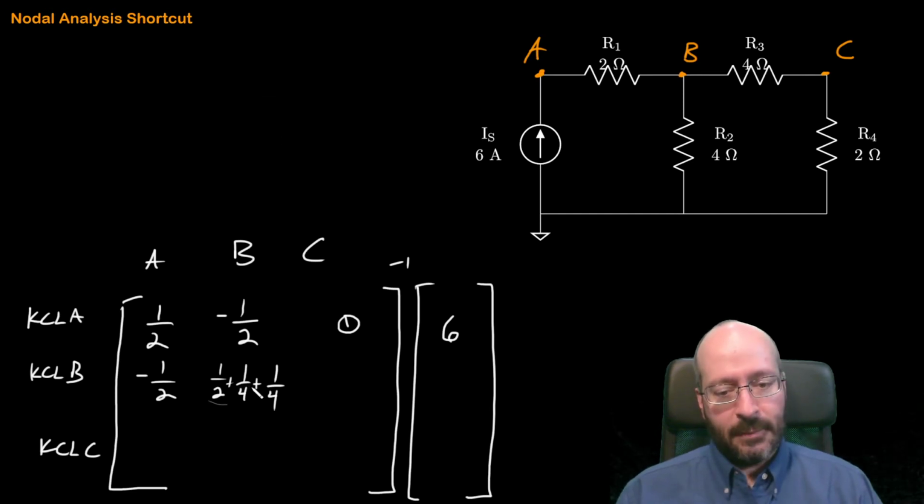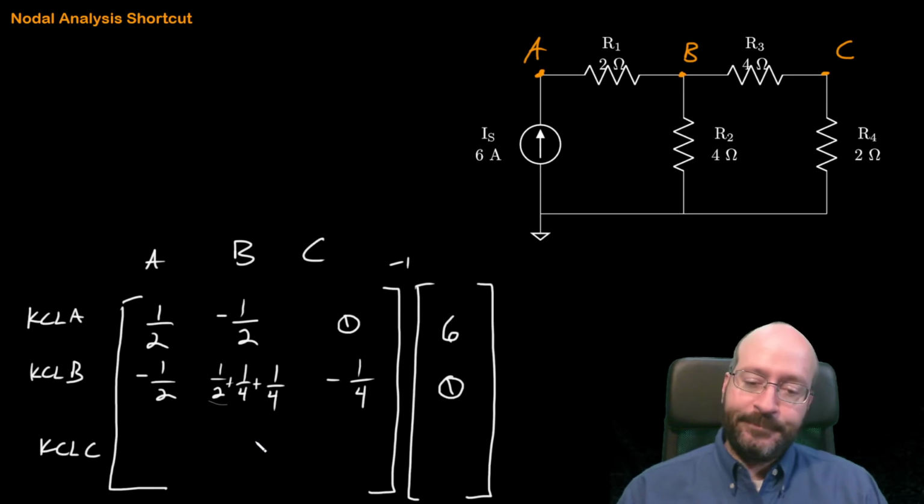Okay, so what's connected to B? Since that's the one we're writing for, it's all positive, and we add them all together. What's connected to B that's also connected to C? I see this 4, so it's going to be negative 1/4. And there are no current supplies connected to it, so it's 0 on the right-hand side.